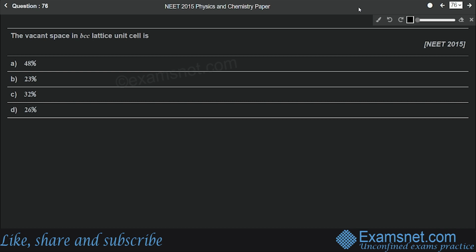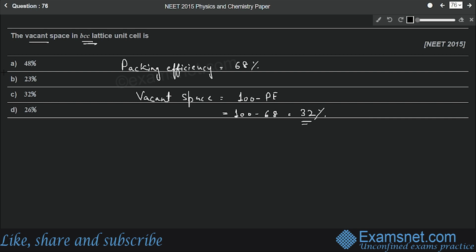Question number 76 is from the chapter solid state, and the question is: the vacant space in a BCC lattice unit cell is. We know that in case of a BCC lattice, the packing efficiency is 68%. Therefore, what will be the vacant space? Vacant space will be equal to 100 minus packing efficiency. That means 100 minus 68, that is equal to 32. So 32% will be the vacant space. Option C will be the correct answer.